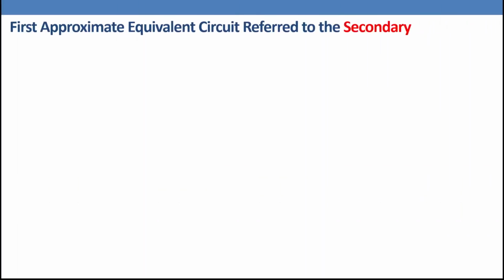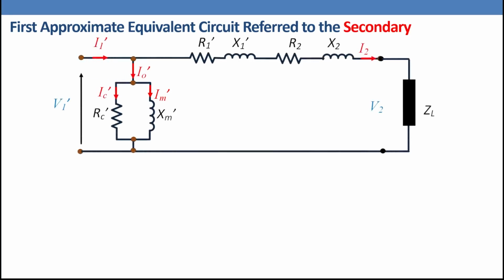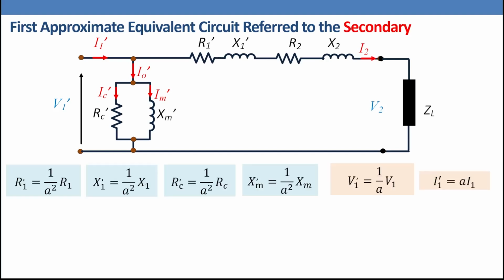What about referring to the secondary side? The first approximate equivalent circuit referred to the secondary is as shown in the figure. Any impedance in the primary side will be multiplied by 1 over a² times the original impedance, and the voltage V1' equals (1/a) V1 and I1' equals a I1. So how to analyze this circuit? How to solve this circuit?